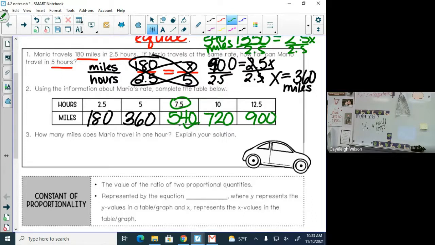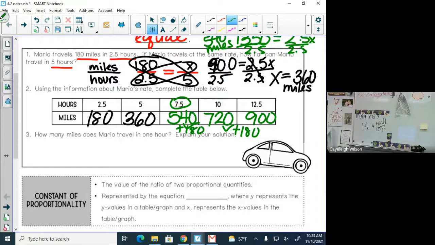So what I did was I just added 180 to find that the rest of the pattern follows, that they're just adding 180 miles for every 2.5 hours that they go. I think I know what's happening. Okay, hold on.